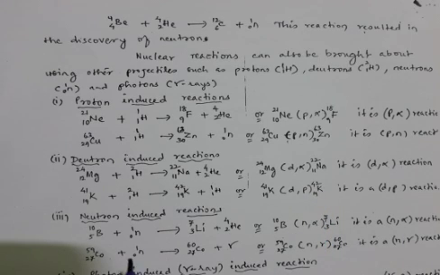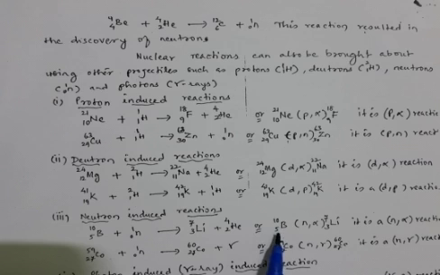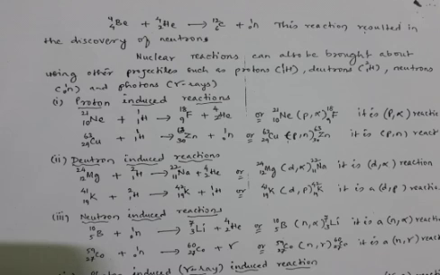In the next example, neutron induced reactions. A neutron strikes boron, resulting in the formation of lithium and emitting an alpha particle. This reaction can be represented as boron being the target nuclei, neutron the projectile, and alpha the particle emitted, resulting in the formation of lithium. This series can be called the n comma alpha series, or reaction.